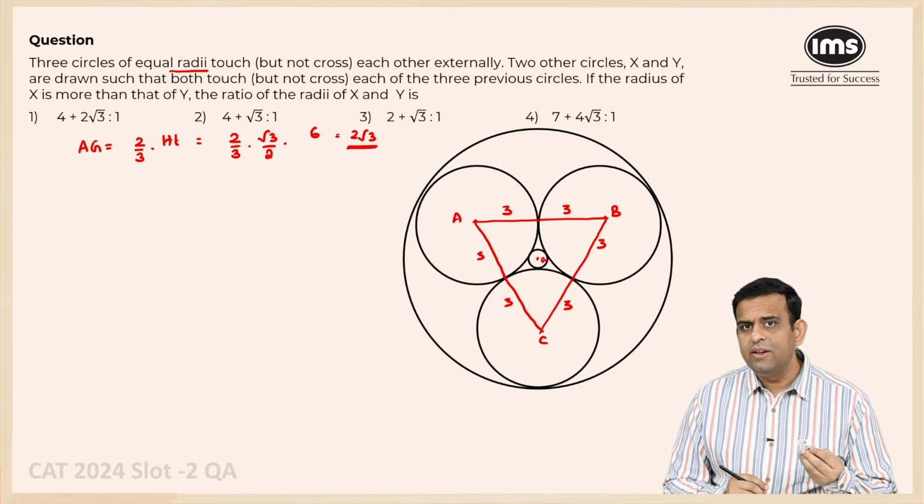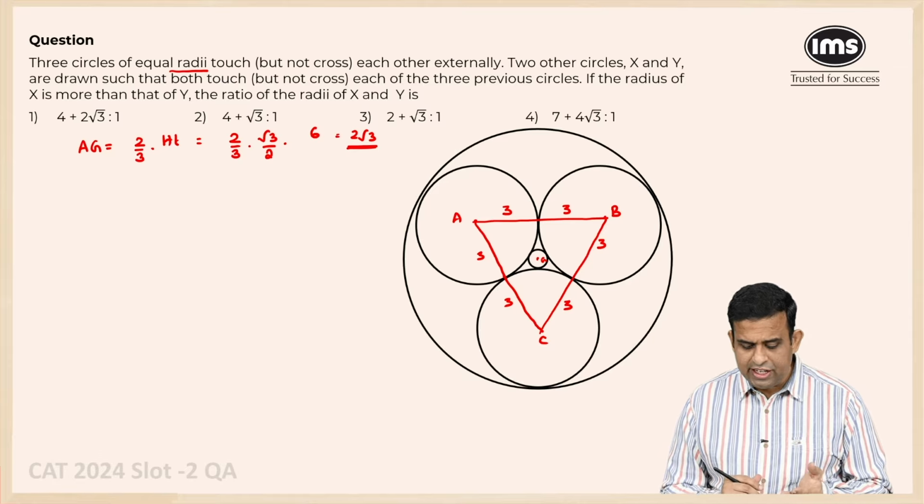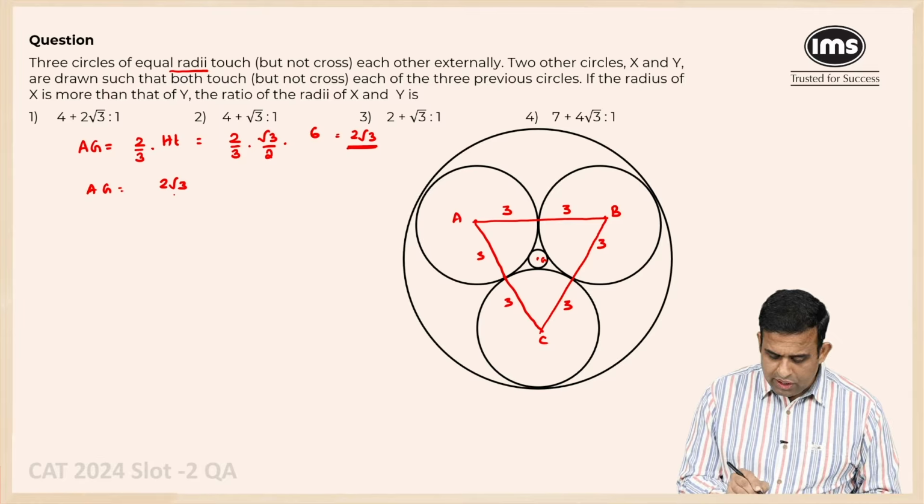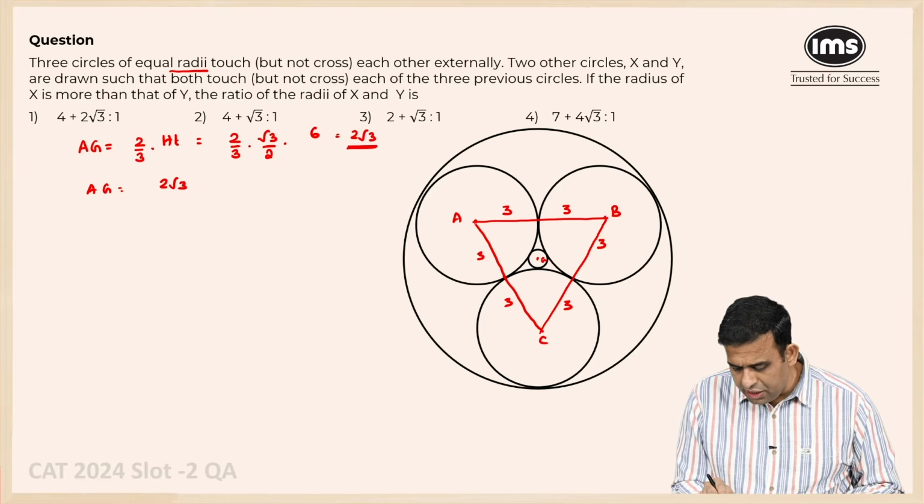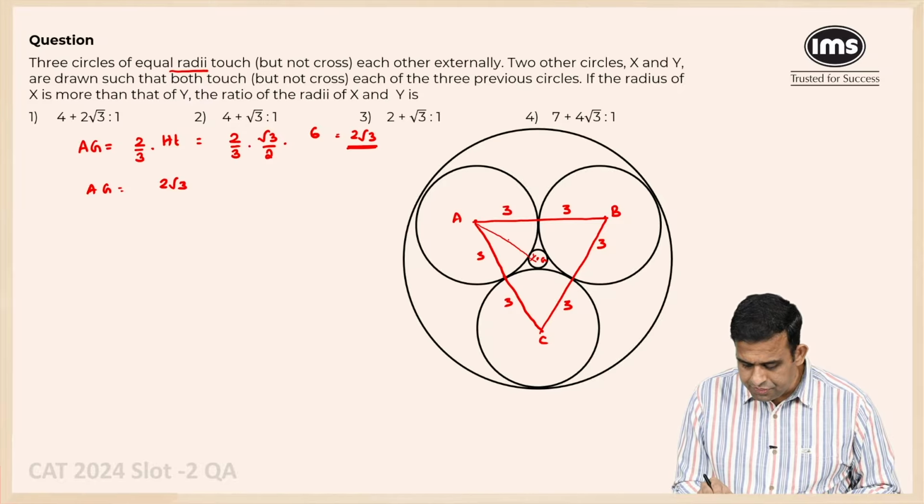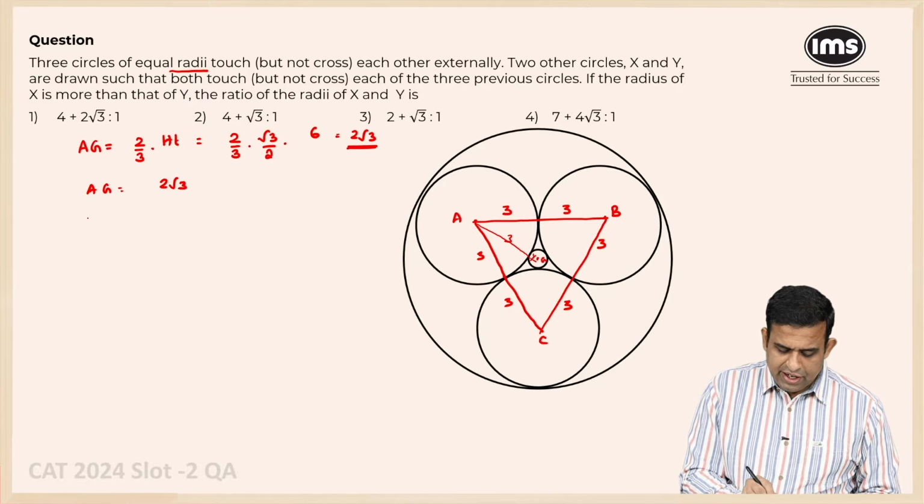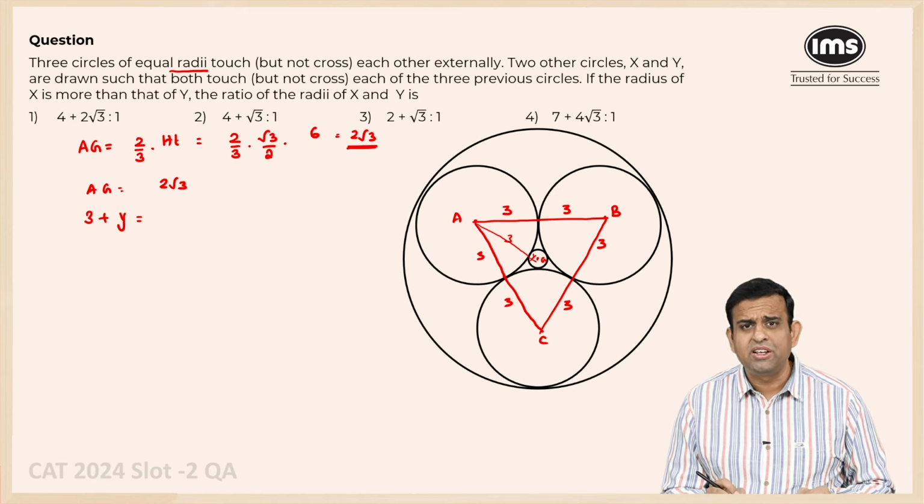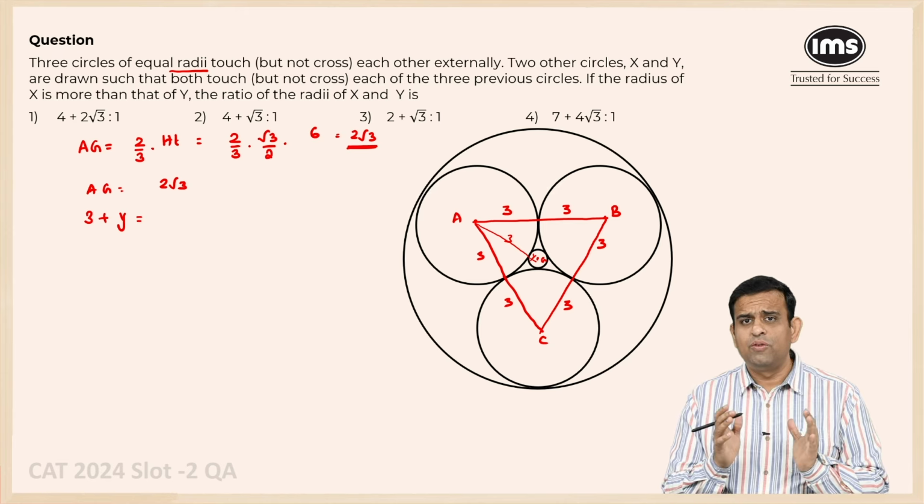Do we have any other means to write down AG? The answer would be yes. So understand AG, which is equal to 2 root 3, you can also see is nothing but the radius of this circle plus this one, if I call it y. So I can say 3 plus y. Understand, the small y in this particular case happens to be the radius of this small circle.